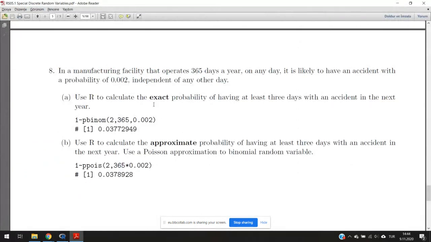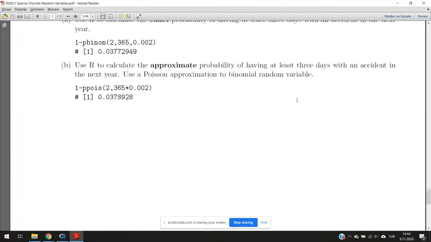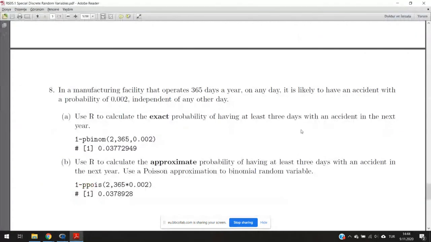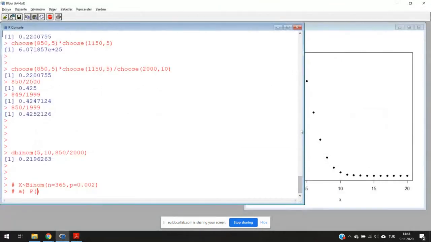It asks us in the first part, part A, to calculate the exact probability of having at least 3 days with an accident in the next year, where there are 365 days. So what is the probability of X being greater than or equal to 3? At least 3 days, it says. That probability is equal to 1 minus the probability of X being less than or equal to 2.